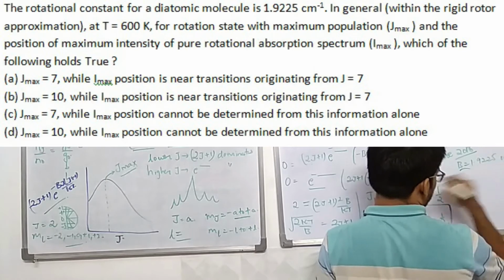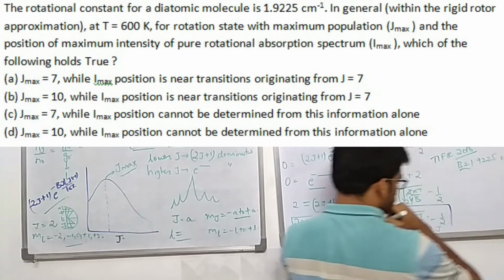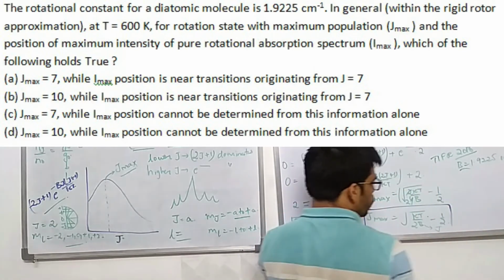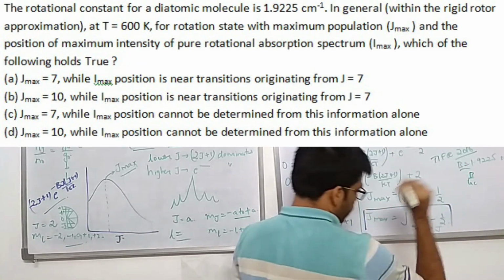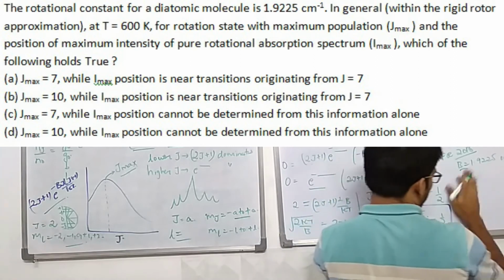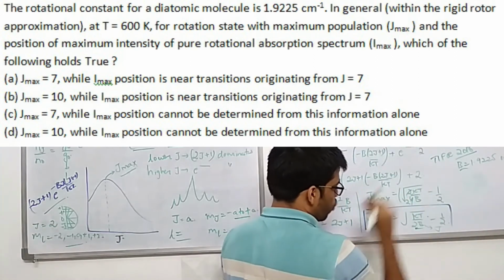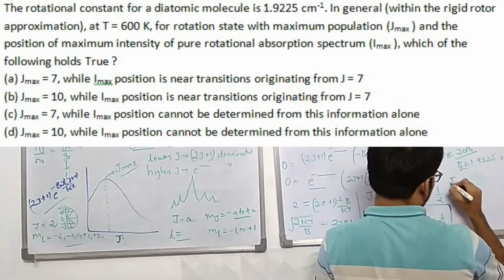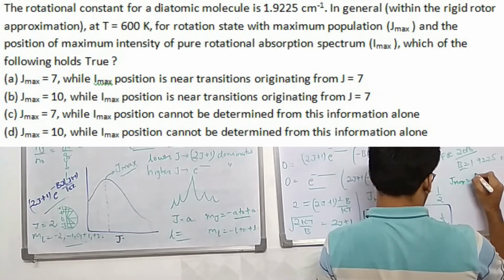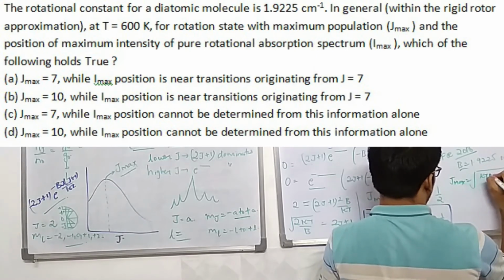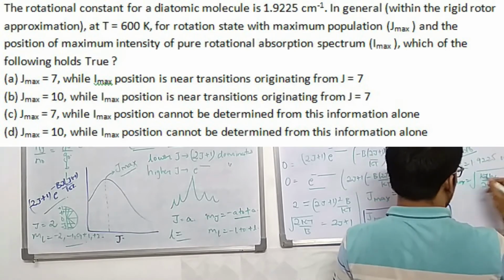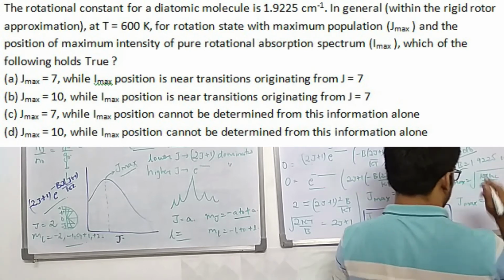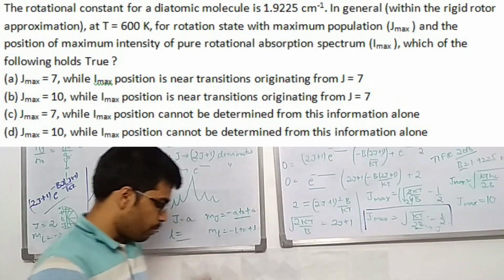So, okay, now this is given in centimeter inverse. This formula is in joules. So that means you have to divide B by hc. So that means my formula will have an hc in the numerator. So that should give me J max equal to kT hc by 2B minus half. When you put this formula here, you would find J max to be 10. So that means it has to be either option B or option D.